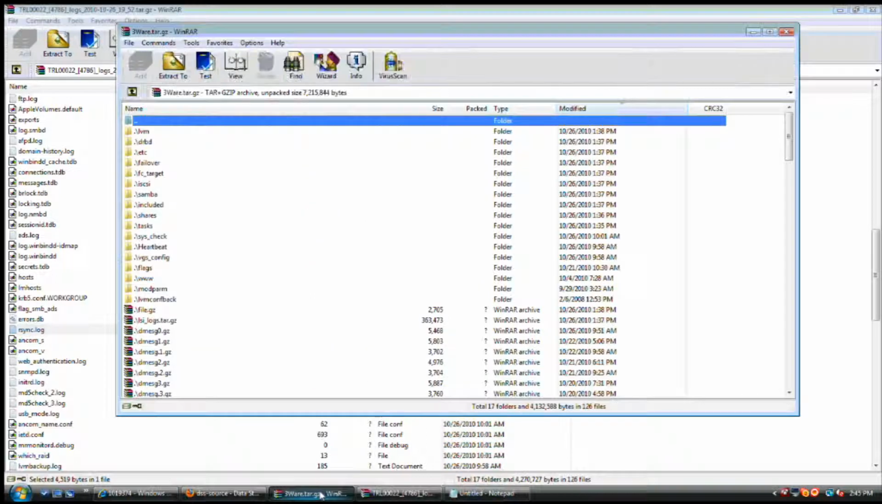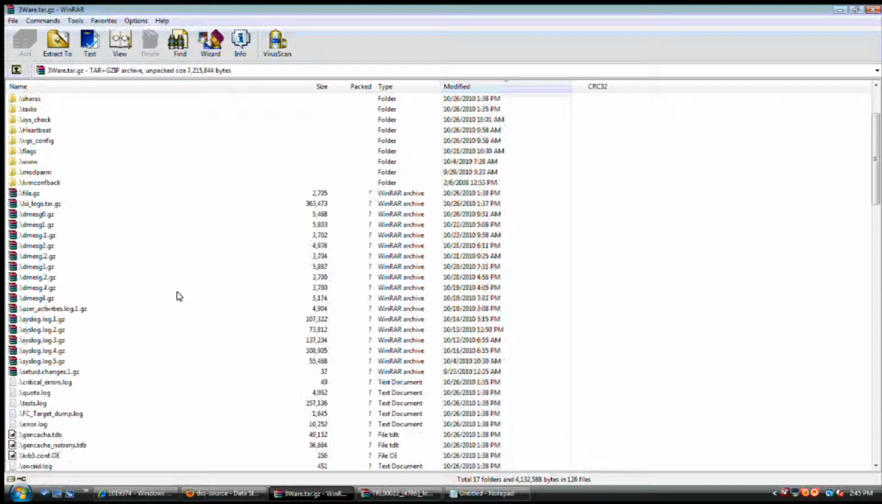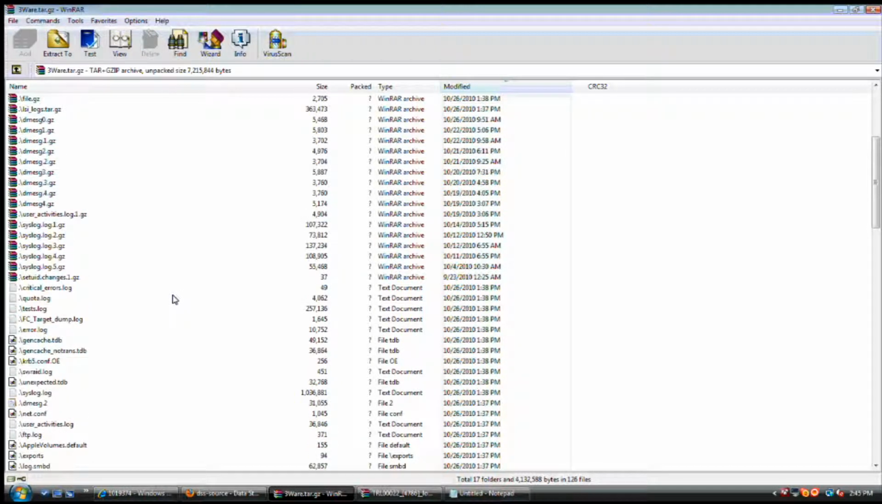The other logs that you're going to see, the domain history log. This tells us, okay, did we join the open-e.local ADS server? And it looks like we did. And of course, there's more of that information.